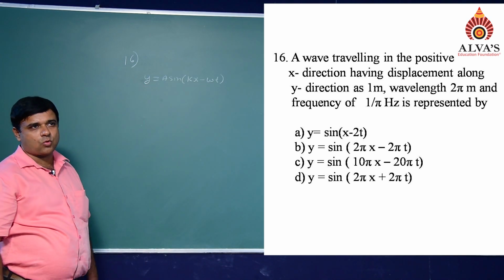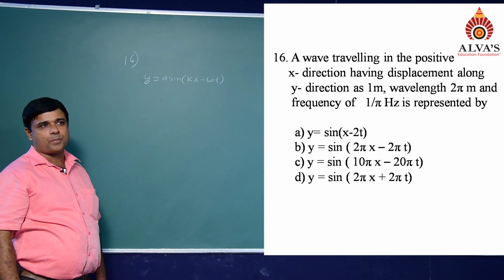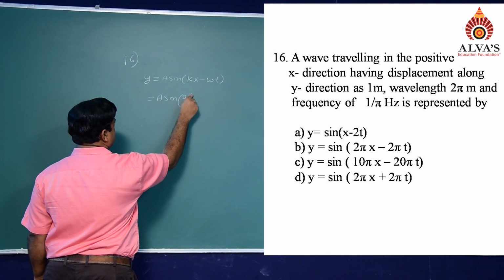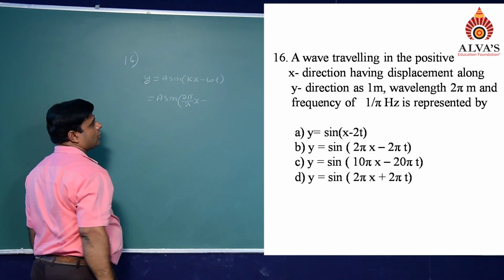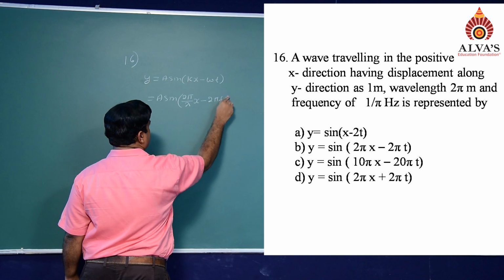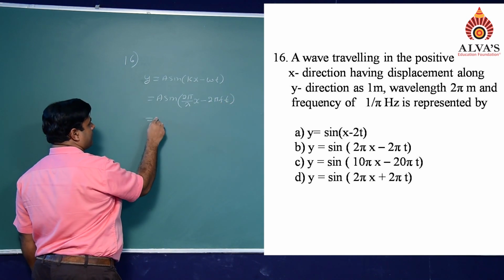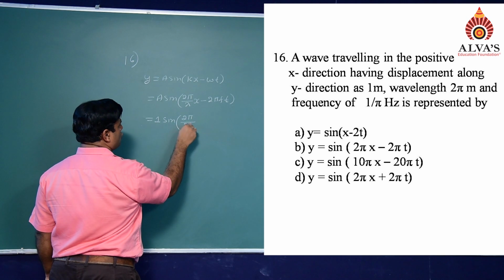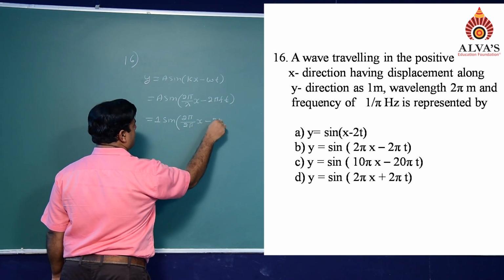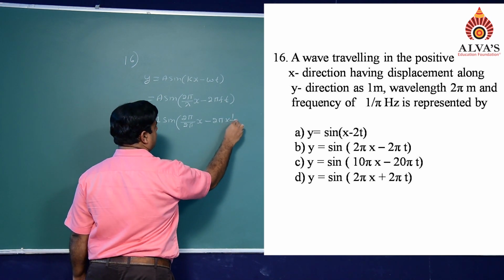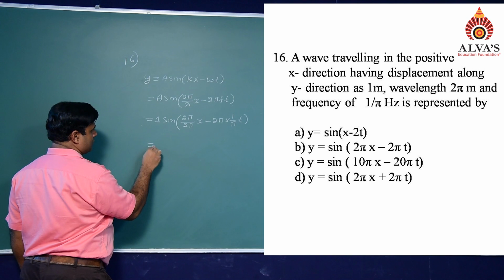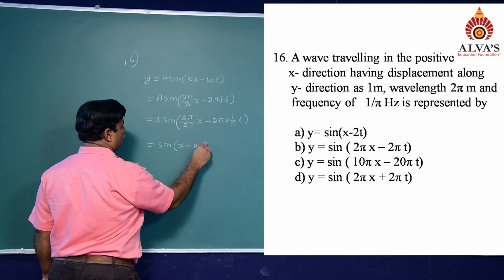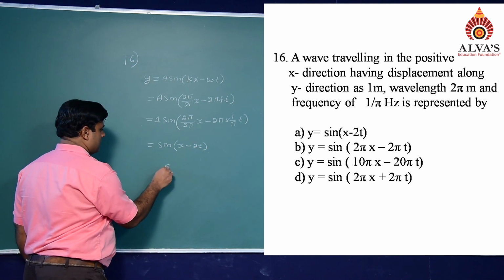Amplitude is given, which is equal to 1 meter. Wavelength is given, 2 pi meter. Frequency is given. I will modify the formula. In a sin, k can be written as 2 pi by lambda into x. Omega can be written as 2 pi f into t. Displacement amplitude is 1, sin of 2 pi by wavelength, which is 2 pi meter, x minus 2 pi into frequency, which is 1 divided by pi, which gives rise to sin(x minus 2t). So the answer should be E.